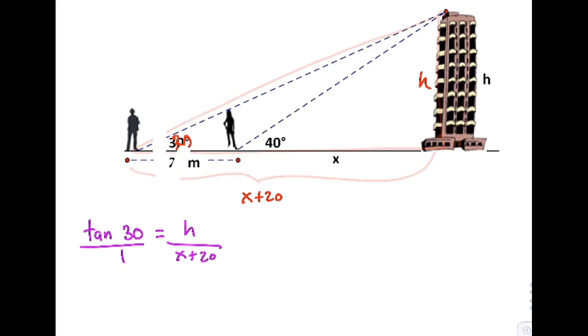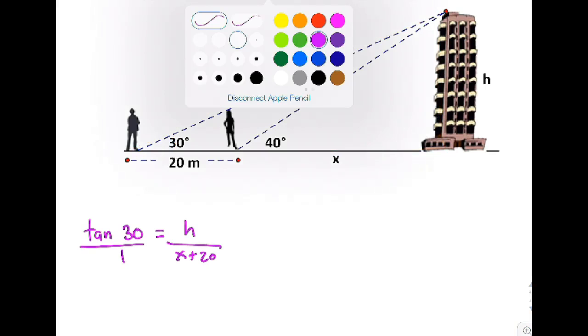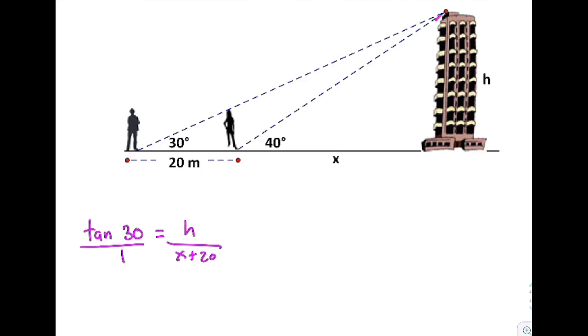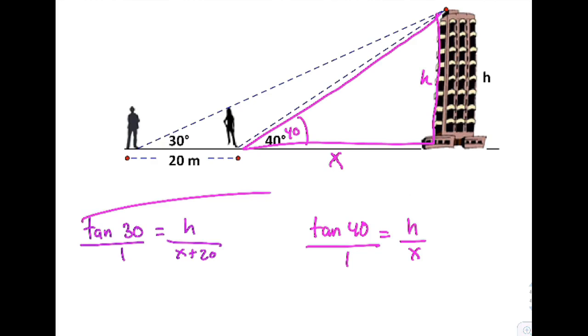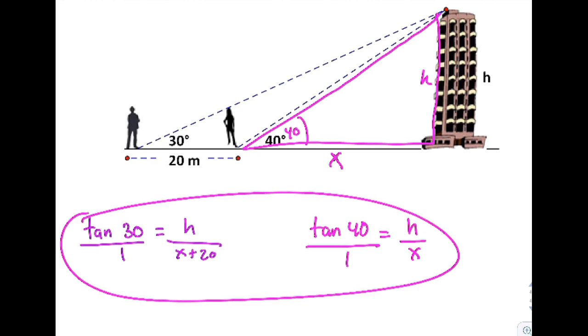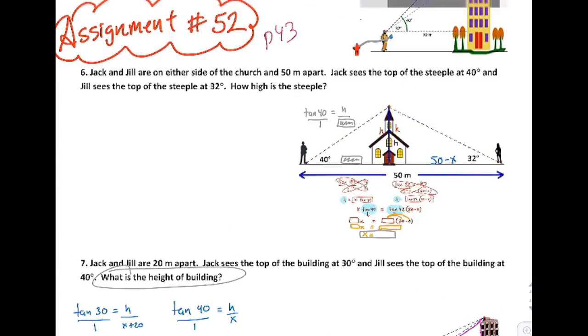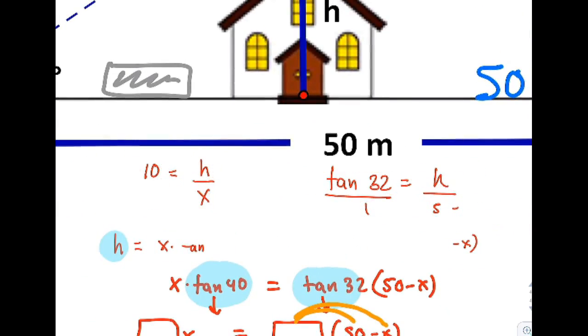The other triangle, easier to see if I just get rid of it, is this smaller one. Angle of 40, the height is x. I'm sorry, the height is h, the height is h. And then the bottom is just plain x. So this time, the tangent of 40 equals x over h. So really, now that we're down to this point here, it's really the same thing as what we had here.